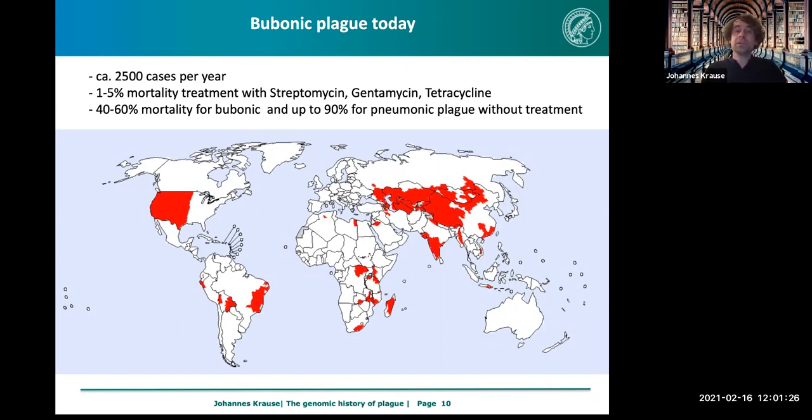It jumps into humans. Fortunately, we have very powerful antibiotics, so we can actually treat it. But still, there's a few hundred people that die every year. But the mortality, of course, untreated in the past was much higher than it is fortunately today.